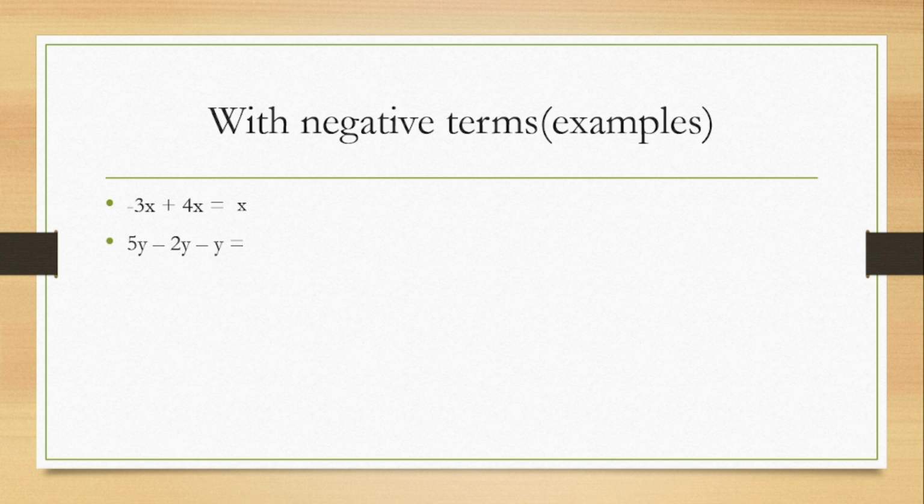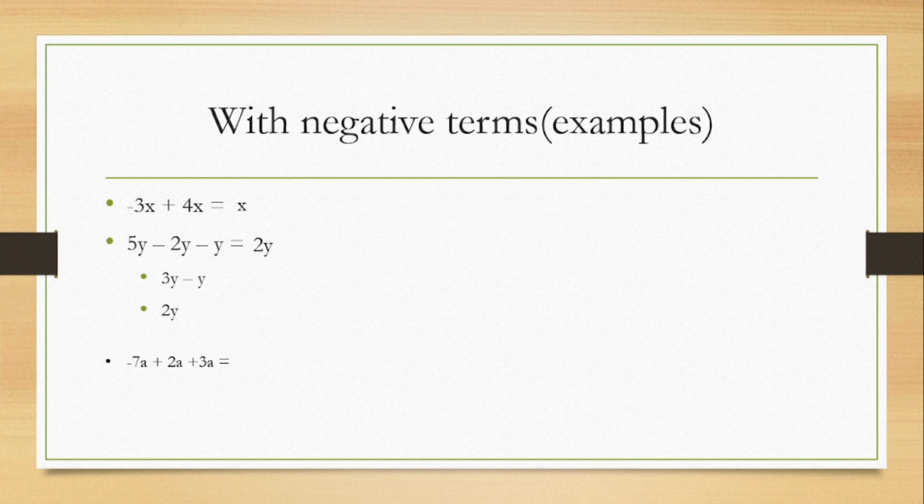First things first, subtract the first two terms. If you got too many terms, subtract the first two terms first, right? So 5y minus 2y, since they are like terms, we're just gonna subtract them. It's gonna be 3y, and we just go down with minus y. Then 3y minus y is gonna give us how much? It's gonna be 2y. So our answer is gonna be 2y, right?